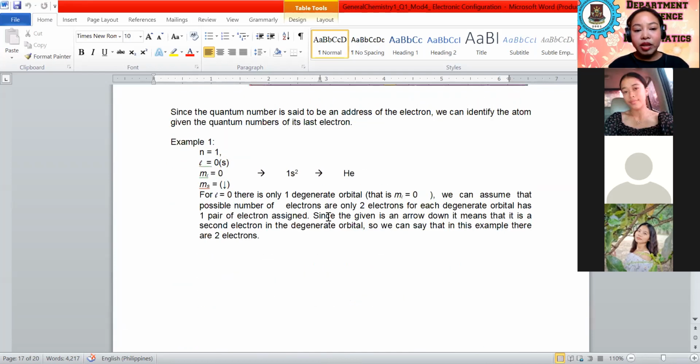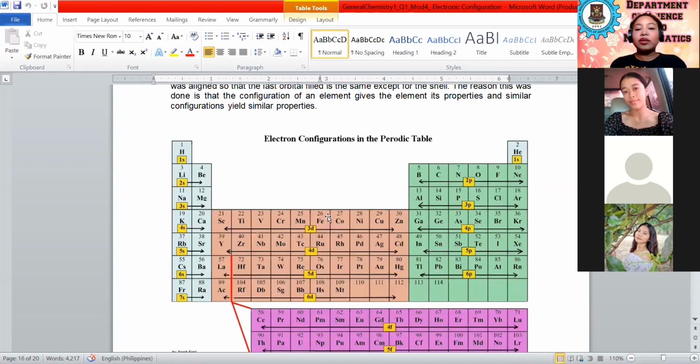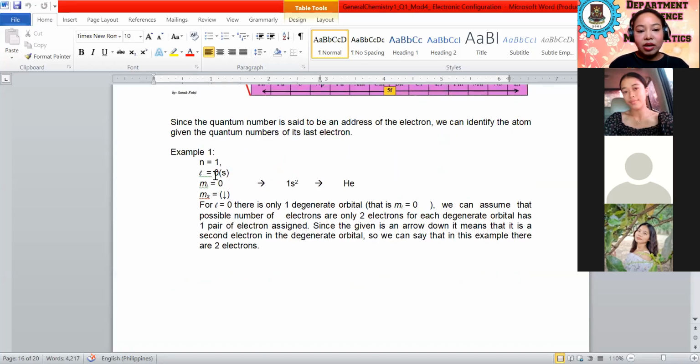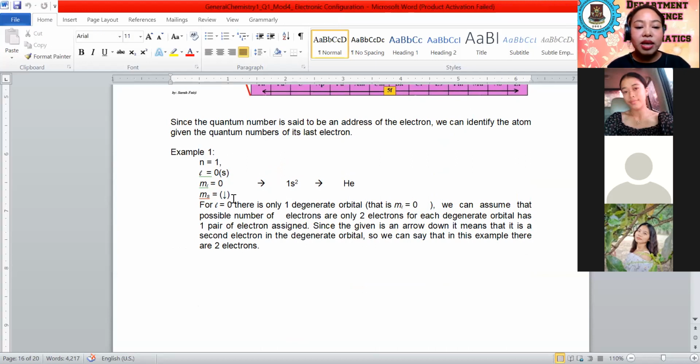So, as I have said, the quantum number is the address of the electron. For example, given n is equal to 1, l is equal to 0, ml is equal to 0, and then ms is downward. Since we have 0, we have s. It has only one bed, so we have 1s because there are two, downward, it means that it is paired with the upward one on the side.